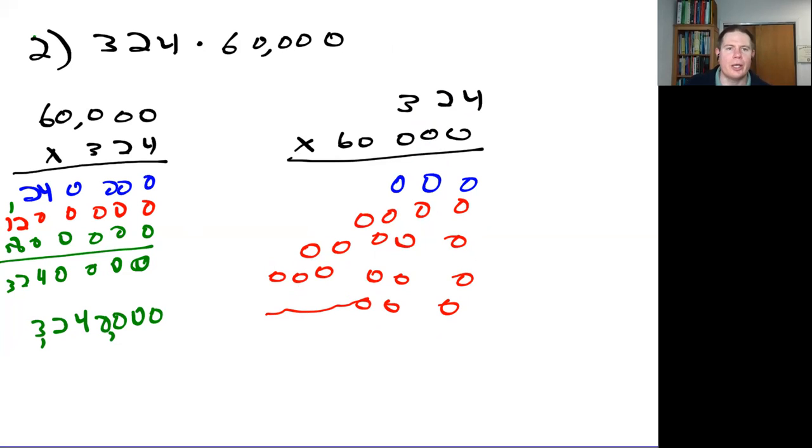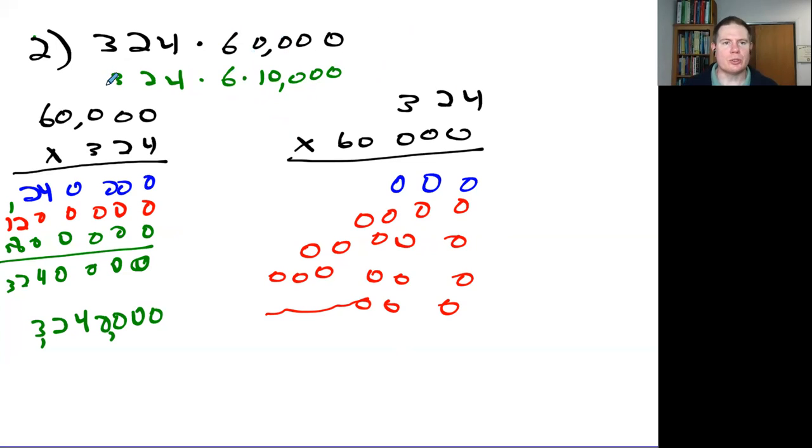There's a third way that uses the associative property of multiplication. Right? Let's look at this. 60,000 means 6 in the 10,000s place. That's the definition of a number with a bunch of zeros, right? The 6 in the 10,000s place and nothing else. So that's 6 10,000s is 60,000. That's being multiplied for this problem by 324.